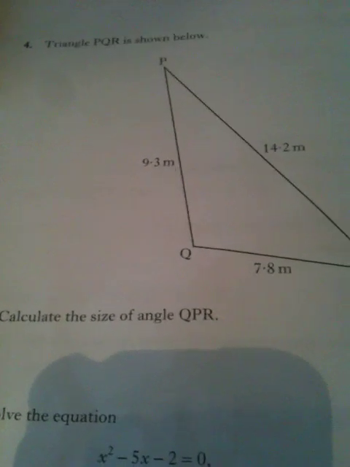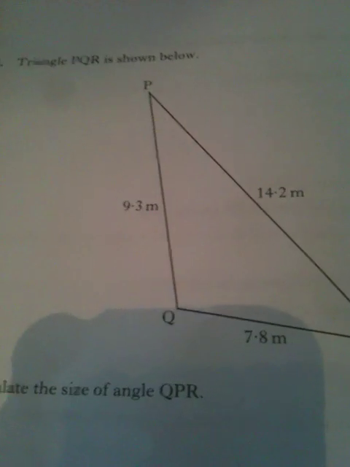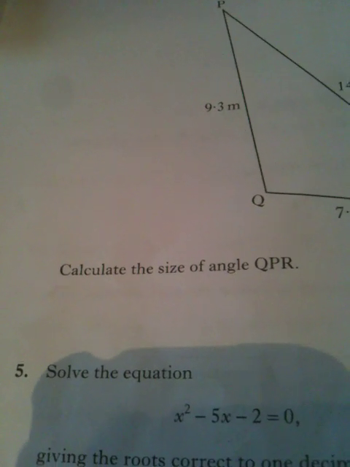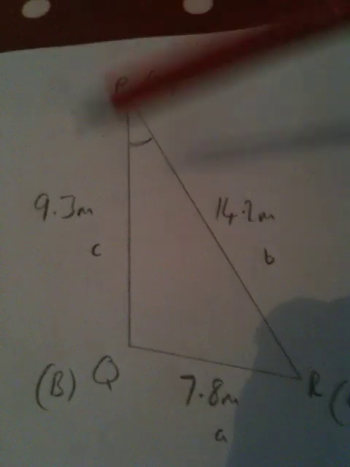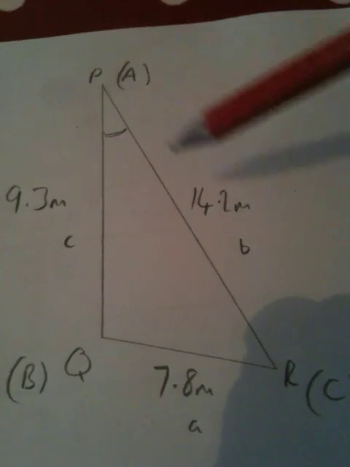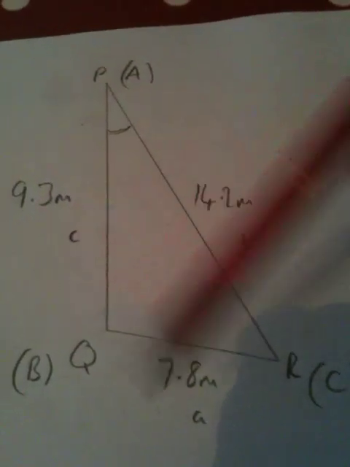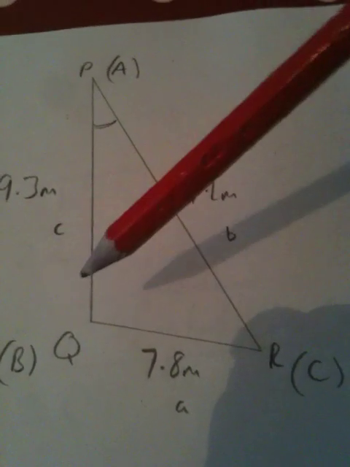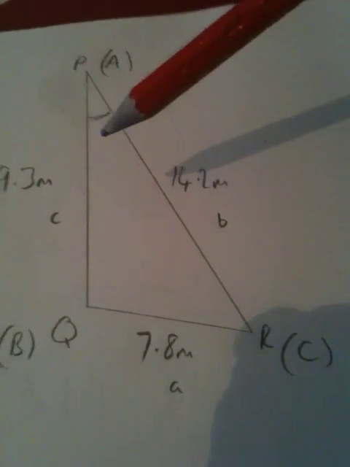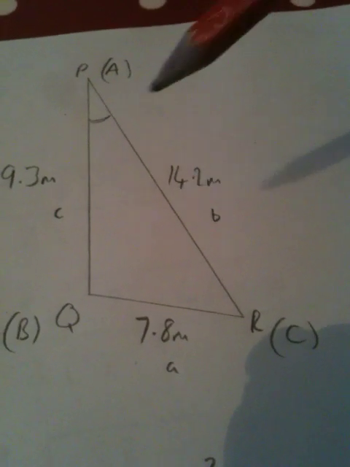Question number 4. Triangle PQR is shown below. Calculate the size of angle QPR. So angle QPR, Q to P to R. So calculate this angle. There's 3 sides in the question, and we're finding out one angle. Have a look at the formula sheet.